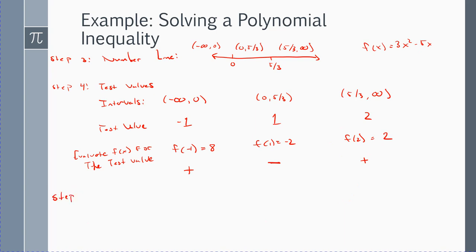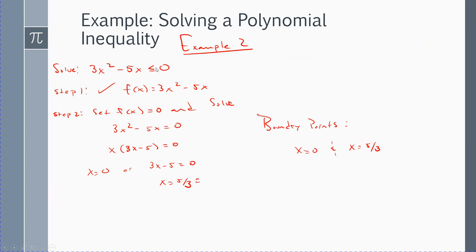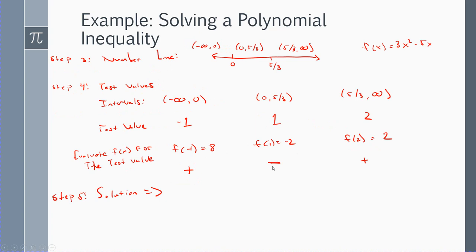So now your step 5, your solution. So look, going back, you want it to be less than or equal to 0. So you want it to be less than or equal to 0. So you want negative values. So it's going to be this interval here. But just recall, you had a less than or equal to sign. So what that means is you would take this interval and include the endpoints of the interval. So the actual solution would be closed bracket 0 to 5/3.